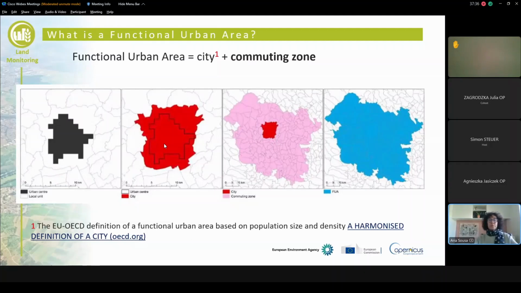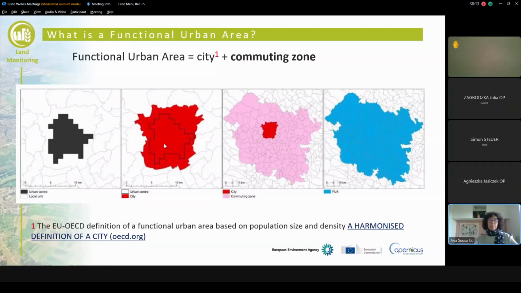So, what is a functional urban area? It's composed of the city and its commuting zone. That's the definition. And it can be defined in 4 steps. You have them depicted here in the slide from left to right. The first step is to identify an urban center. An urban center is a set of contiguous, high-density grid cells with a population of 50,000 inhabitants in the contiguous cells. A high-density cell is the cell that has more than 1,500 residents per square kilometer.